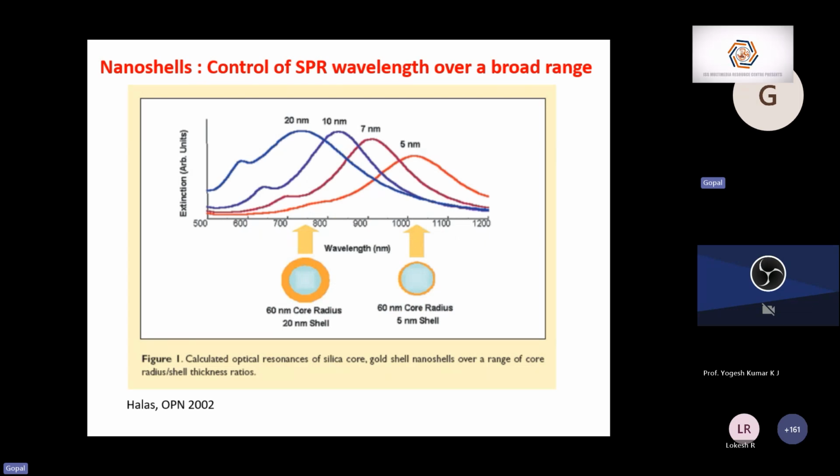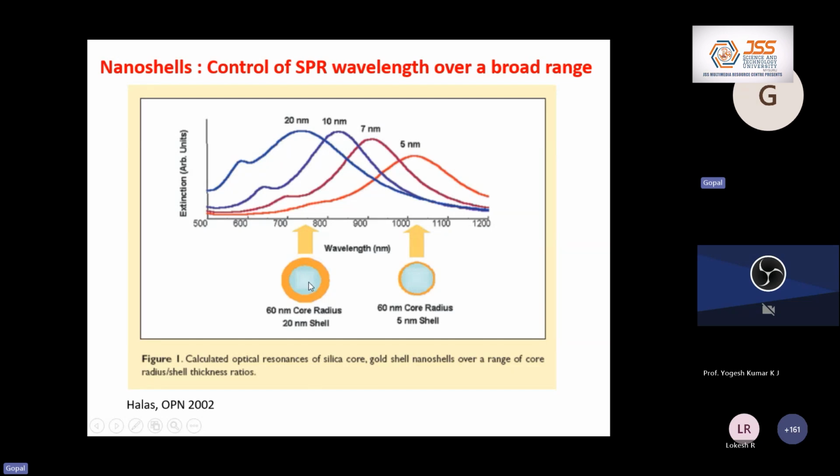Control of surface plasmon resonance wavelength over a broad range. This you can see. This is a 60 nanometer core radius, 20 nanometer shell. This is the structure. You see here 60 nanometer core, 5 nanometer shell. This is the radius. Here the radius is about 20 nanometer. This is the gold nanoparticle, a gold nanoparticle with the dielectric inside. That means the dielectric is coated with silver.